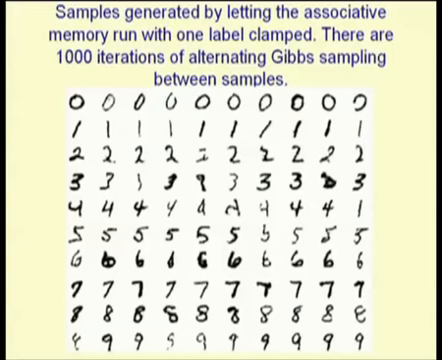So these are samples, if you just run that chain with 1,000 iterations between each sample, these are samples clamping different labels. So you can see that almost everything it generates looks like a reasonable example of that label. I mean, there's a few things that don't, like this, and you can see it generates a big variety of things. So here it's generating very weird things, but they're sort of 8-like weird things.